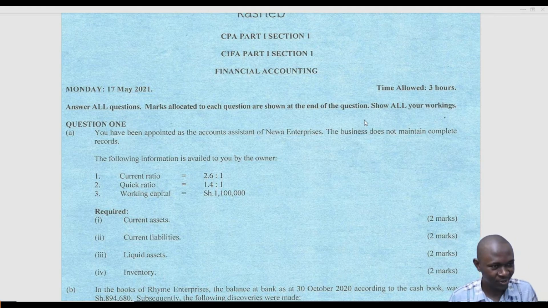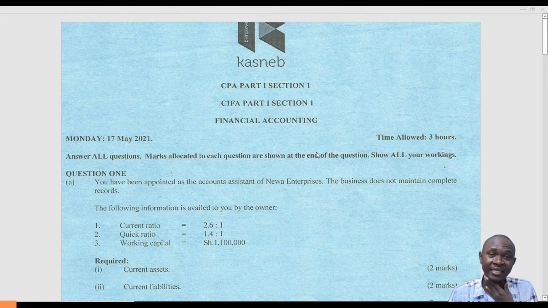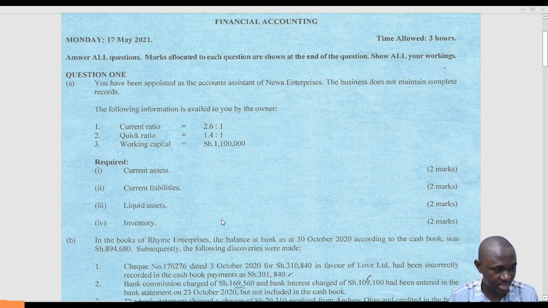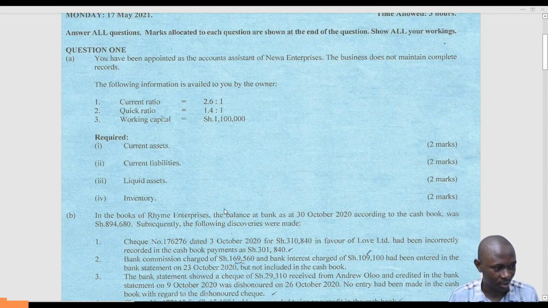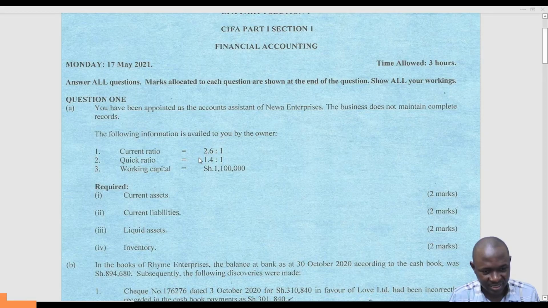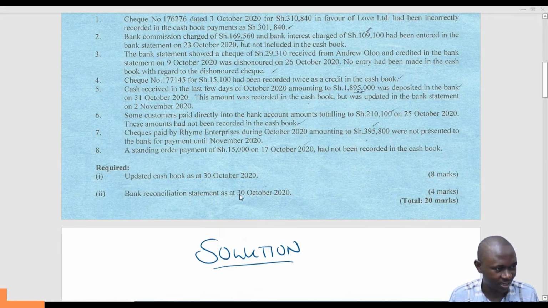So we are going to do KASNEB CPA Part 1 Section 1, financial accounting. We will attempt question 1A. Later on, we will go to B, so you can just follow my workings. This is 8 marks, question 1A, 8 marks, and we'll have the workings here.